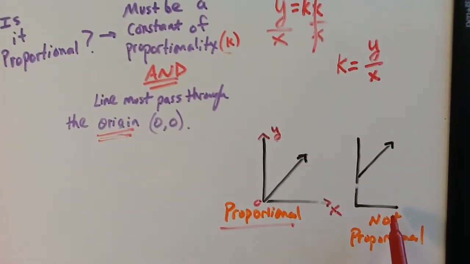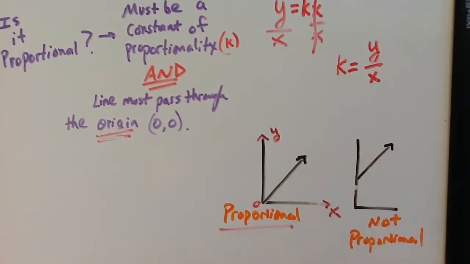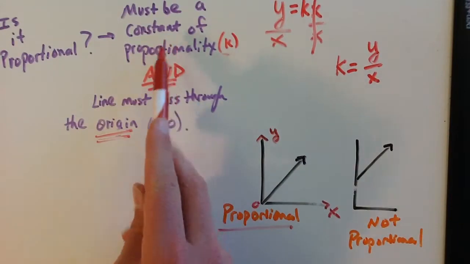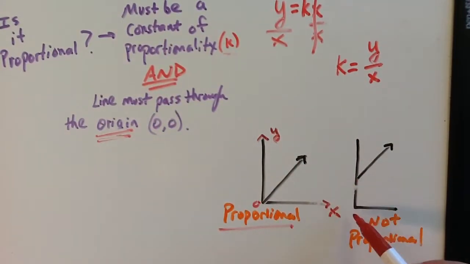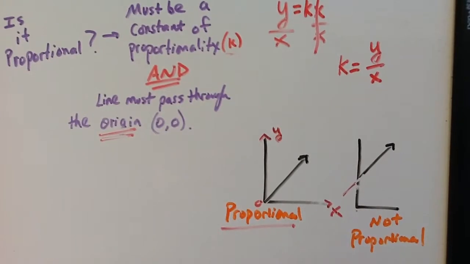Now here's an example of a graph that is not proportional, right? If we assume that it has a k, a constant of proportionality, it meets the first criteria, but it does not meet the second criteria. This line does not pass through the origin. Here's the origin. This line, if it were to continue, would not pass through the origin. And if it does not go through the origin, it cannot be proportional. So we would say not proportional.